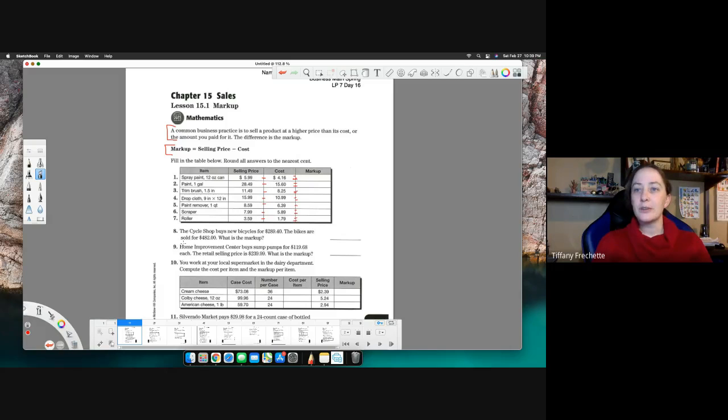All right, so let's look at number 8 and 9. They're just word problems, but exactly the same idea. You're going to be given a selling price and a cost, and you're just going to subtract the two. So the cycle shop buys new bikes for $289.40. So this is what they buy them for. This is their cost. The bikes are sold for $482. So this is the selling price. So we're just going to subtract, and that's the markup. No big deal there.